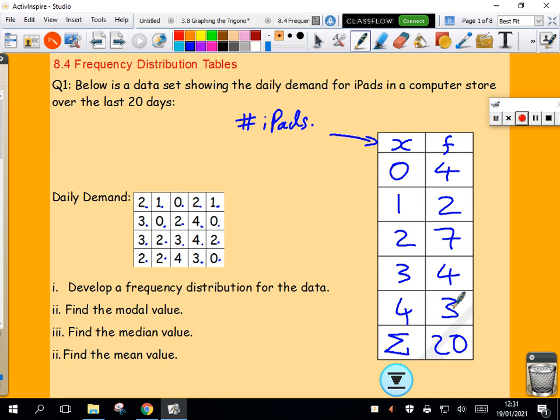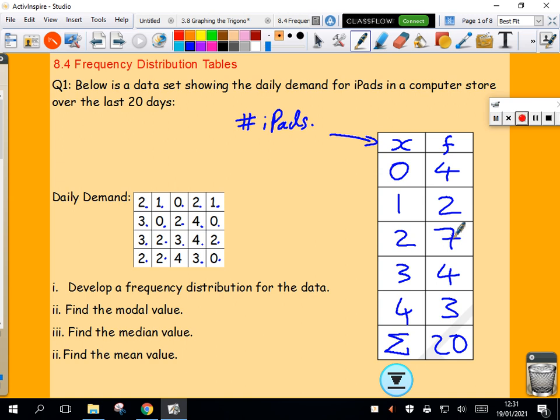So that's a frequency distribution showing the daily demand for iPads in a computer store. The random variable here, x, represents the number of iPads sold, and f represents the number of days in which this occurs. The frequencies are the number of times that each of these data values comes up in this list.